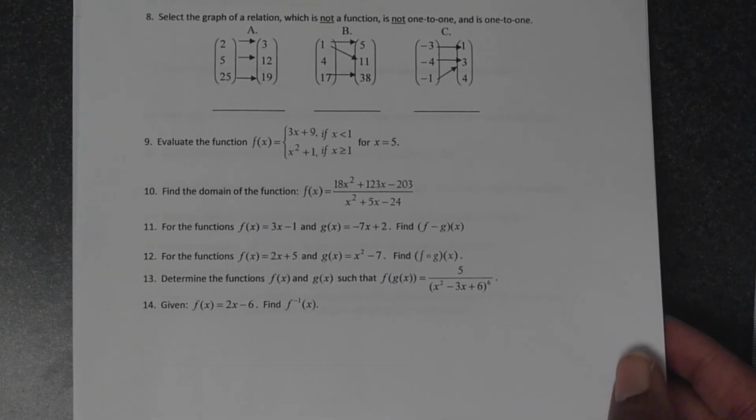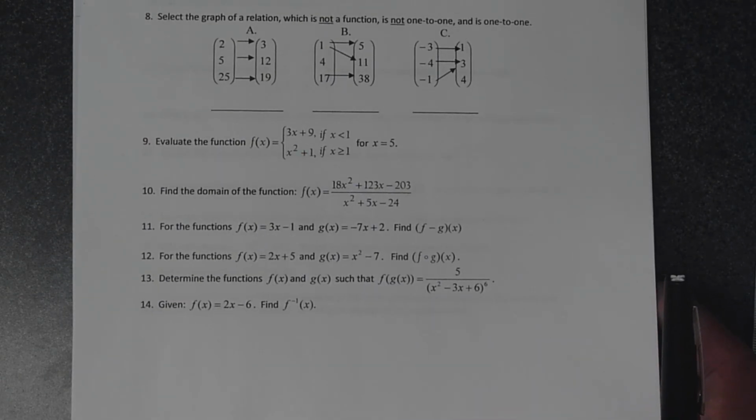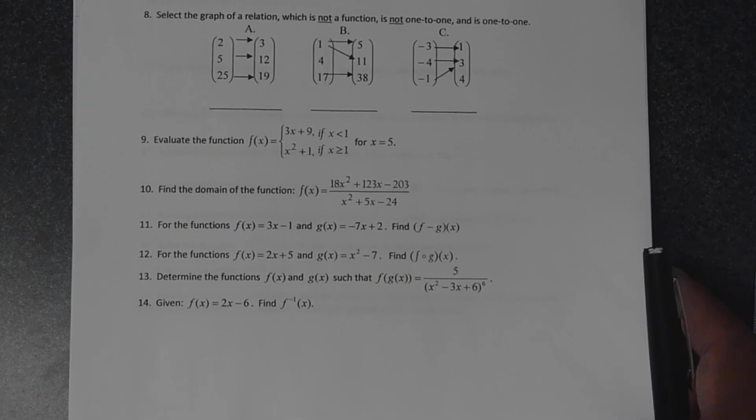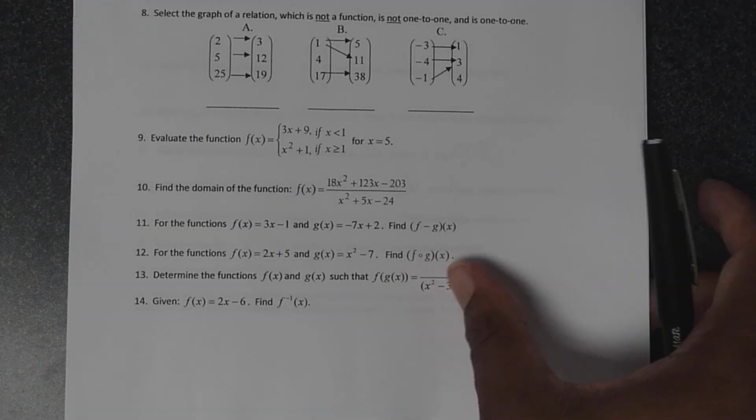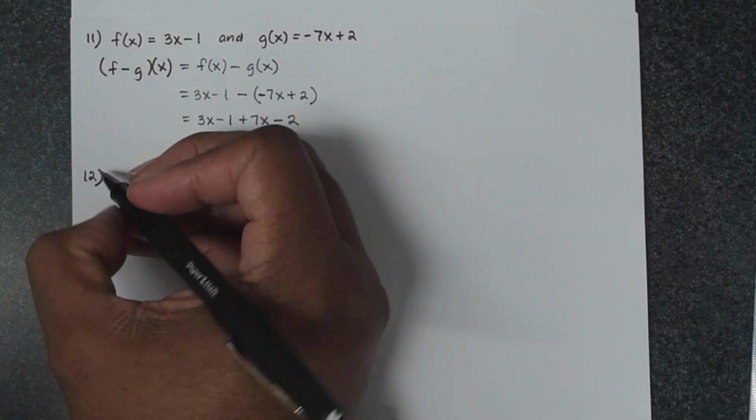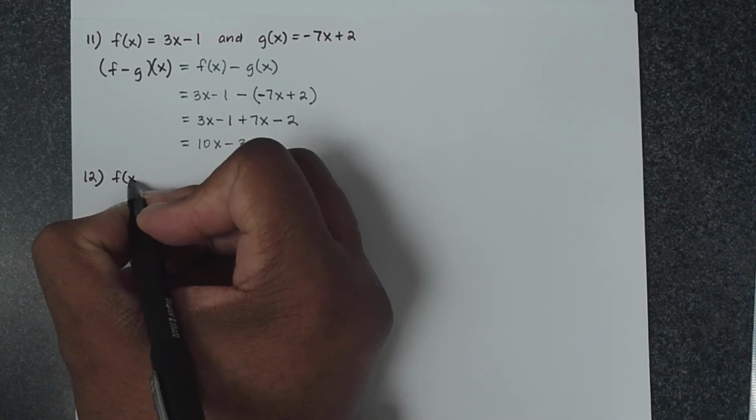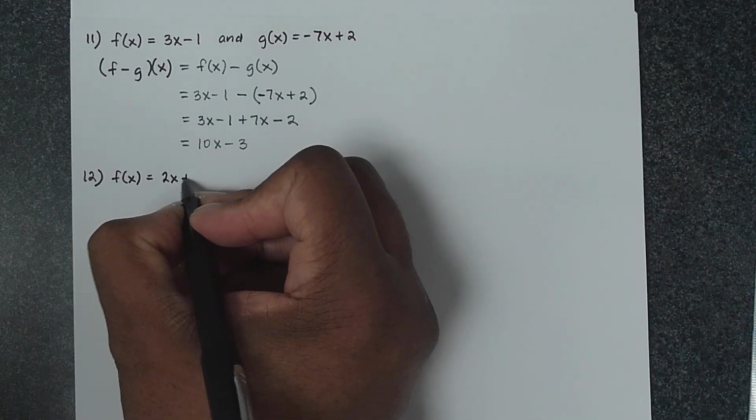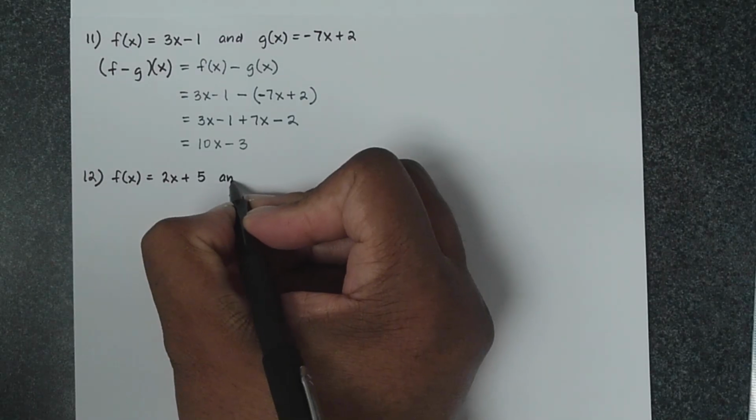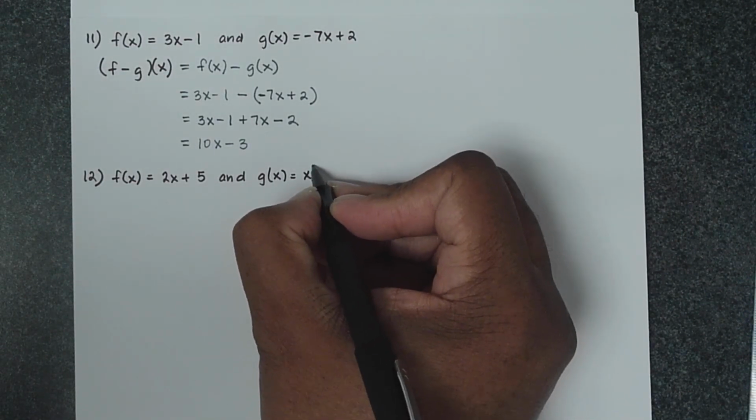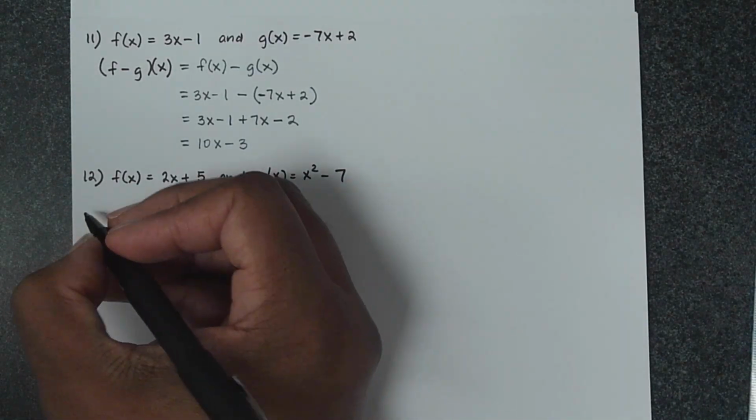Problem number 12 is this. For the functions f of x is equal to 2x plus 5 and g of x is equal to x squared minus 7, we're going to find the composition of f with g of x. That's what that notation stands for. All right, so let me write down my two functions. F of x is equal to 2x plus 5. And g of x is equal to x squared minus 7.